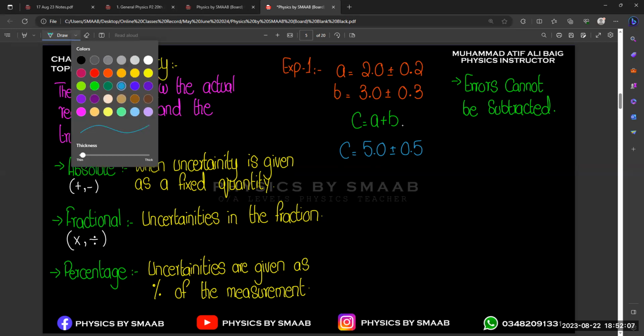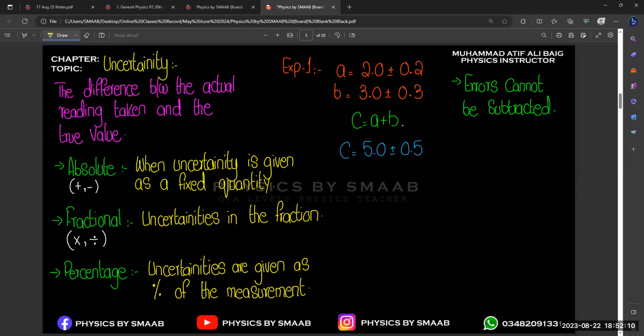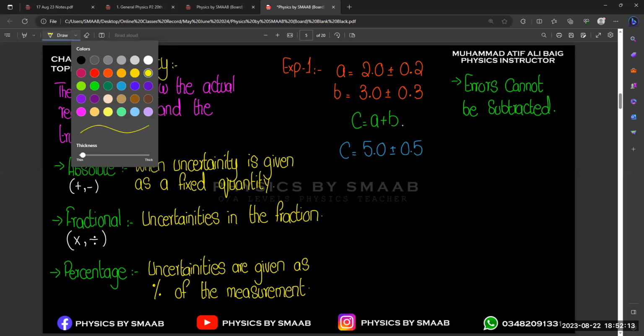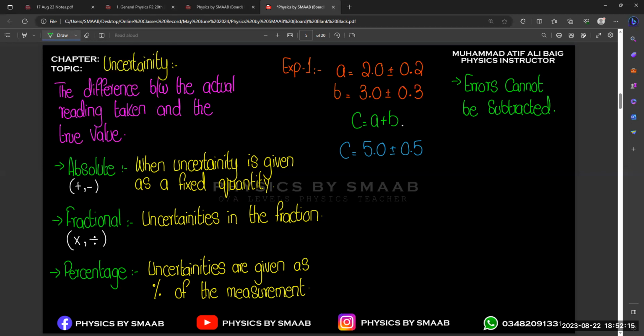For this purpose, we are going to take the percentage, right? And how to take the percentage? Let's suppose we are going to calculate C. So actually, we are going to find out the percentage error in C, that will be equal to the percentage error of B divided by.